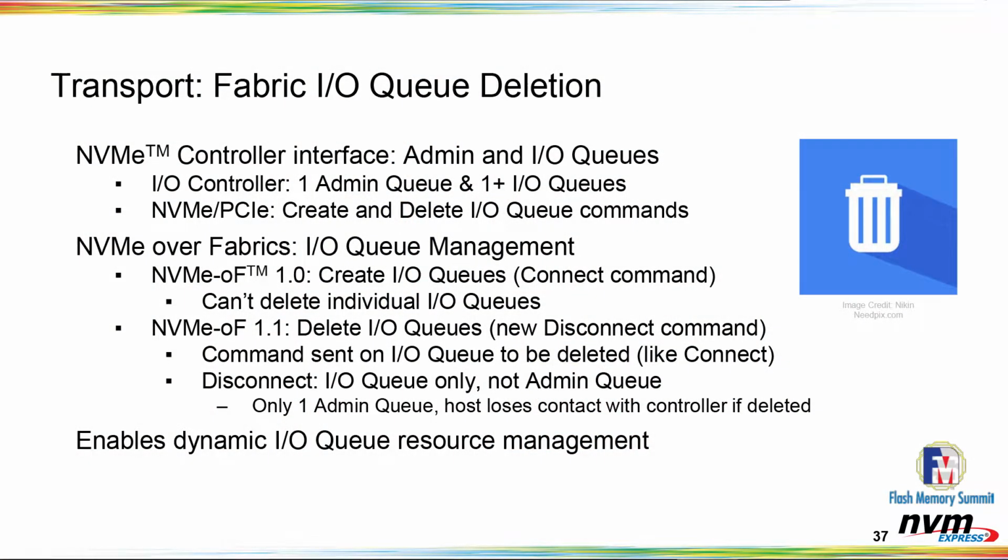To explain what's going on here, Sagi showed you a diagram that says that the way a host talks to a controller in NVMe Fabrics, NVMe, is it has an admin queue and a whole bunch of IO queues. When we first did NVMe Fabrics in 1.0, we provided the ability to add new IO queues. The only way to get rid of IO queues was to take down the entire host controller association and then start over. Well, that's kind of a waste.